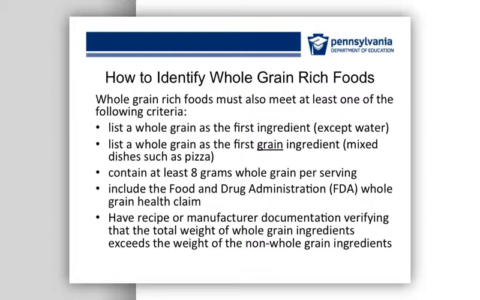A recipe or manufacturer documentation verifies the whole grain weight is more than the non-whole grain weight. For example, if you have a recipe for bread with 16 ounces of whole wheat flour and 14 ounces of enriched flour, then it meets this criteria.